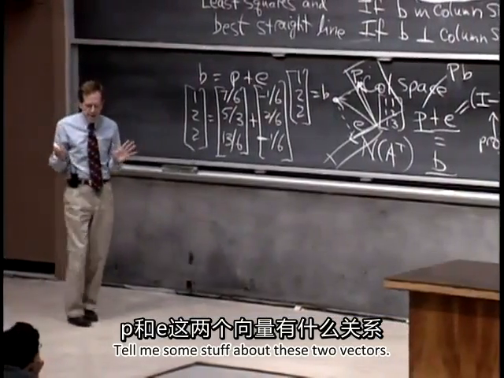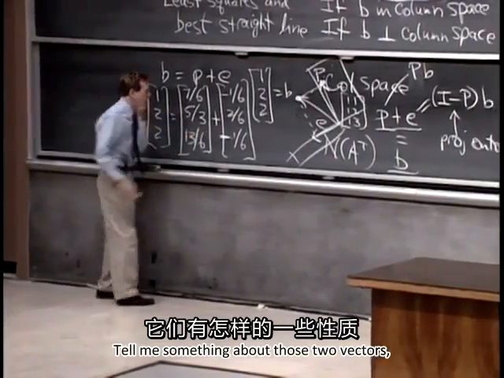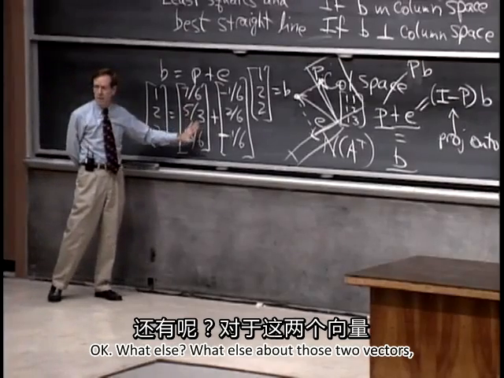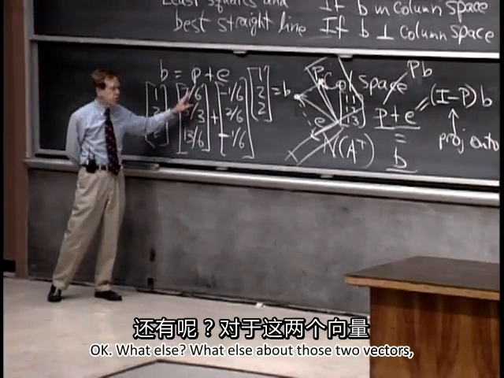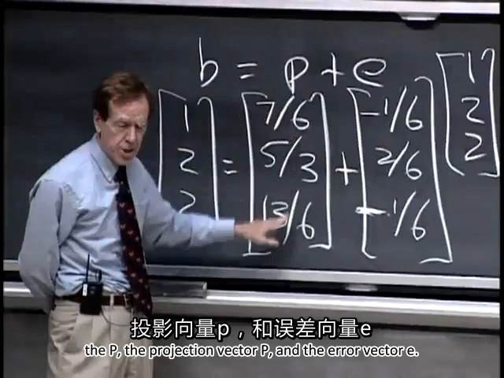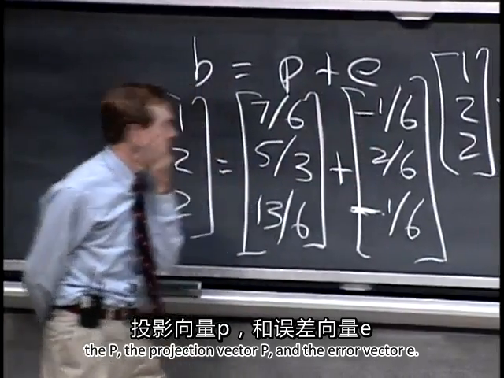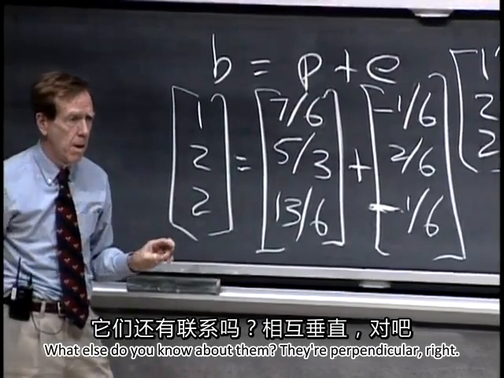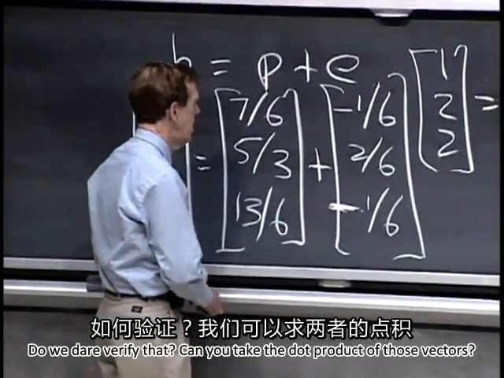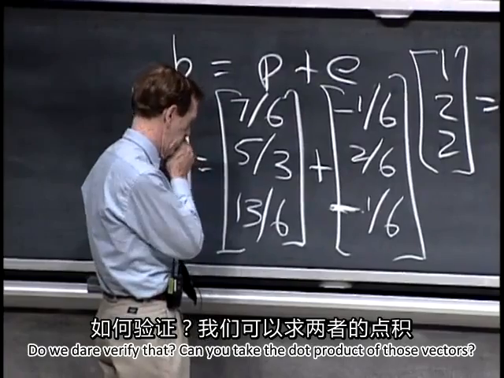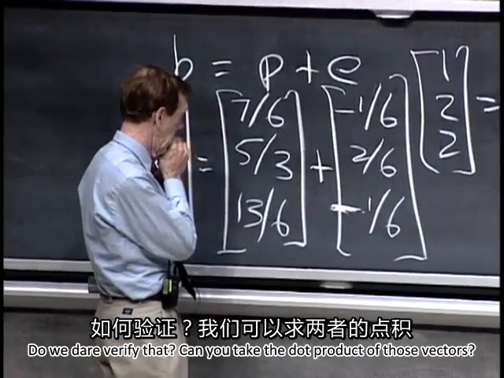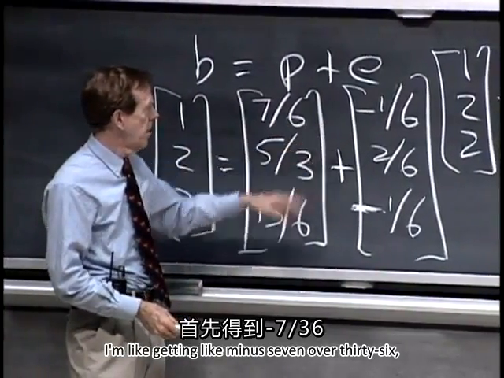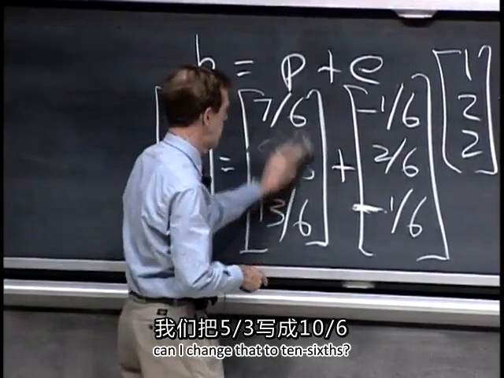Tell me something about those two vectors. Well, they had to be, right? Great. Okay. What else about those two vectors, the projection vector P and the error vector E? What else do you know about them? They're perpendicular, right. Do we dare verify that? Can we take the dot product of those vectors? I'm getting like minus 7 over 36. Can I change that to 10/6?